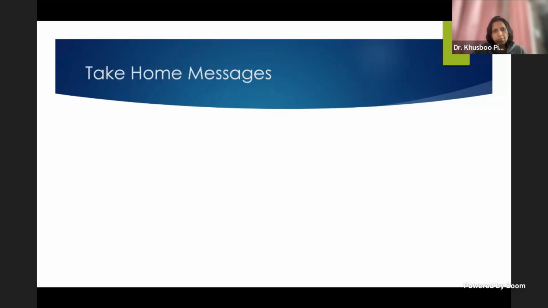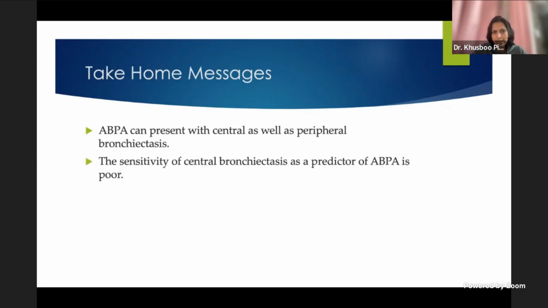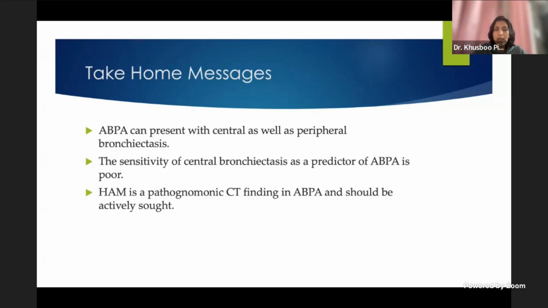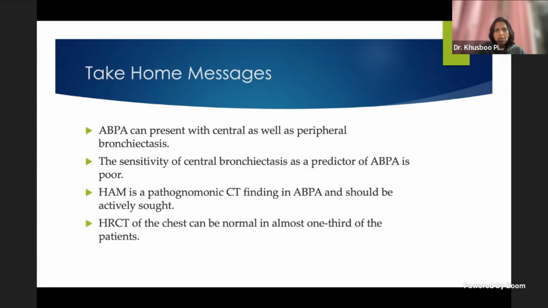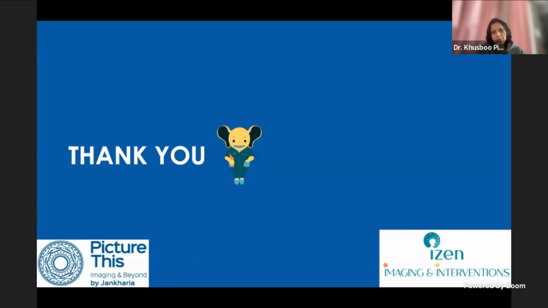So the take-home messages are that ABPA can present with central as well as peripheral bronchiectasis. Sensitivity of central bronchiectasis as a predictor for ABPA is rather poor. We should not be relying on it alone. HAM is pathognomonic and should be actively sought, but it is seen in only 20% of the patients with ABPA. And HRCT can be normal in almost one-third of the patients with ABPA. So, thank you.